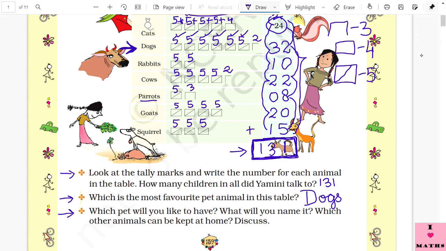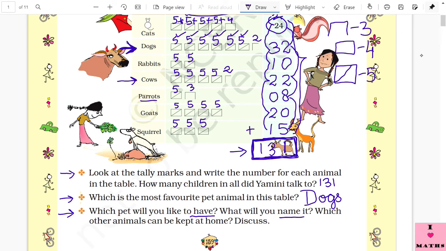Okay. Now this question, which pet will you like to have? This will be different for different people. You may like to have one pet while I may like to have another one. Let me think what I would like to have. If I have my way, I would love to have a cow as a pet. You know why I would love to have a cow? Because cows give us milk. I will be able to have so much milk. What will you name it? I think I will name it Ganga.